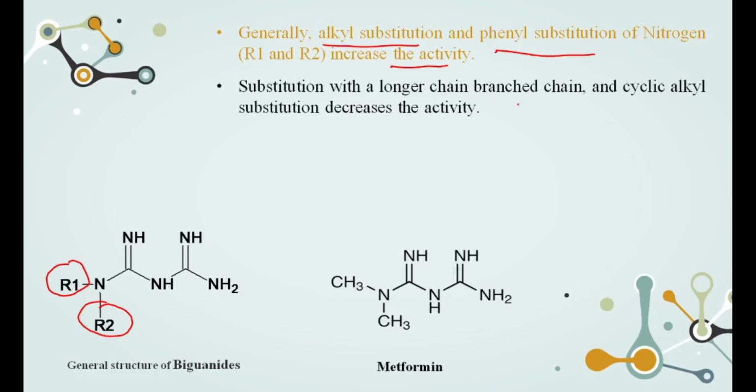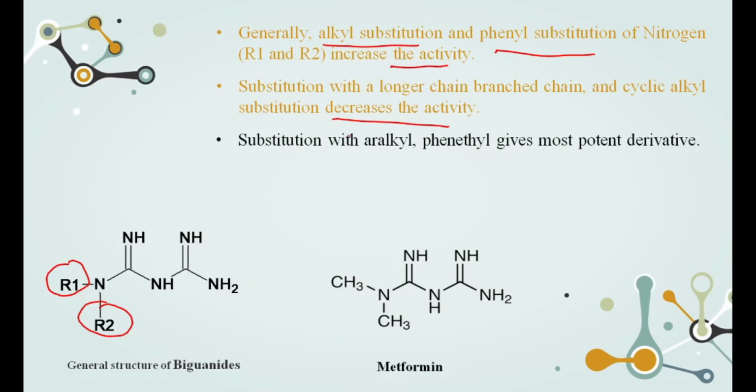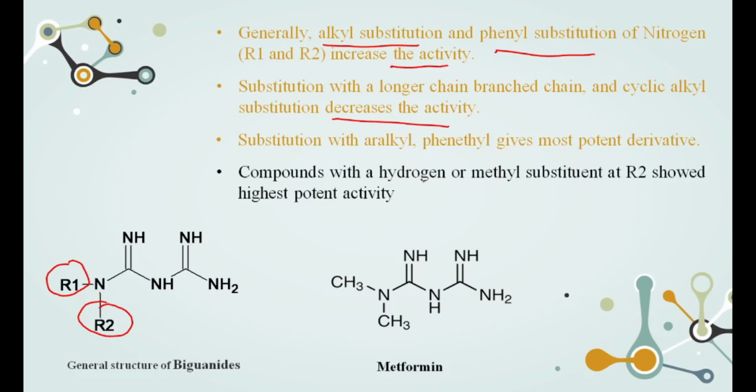Substitution with a longer chain, branched chain and cyclic alkyl substitution reduces the activity in the biguanides general structure. Substitution with alkyl, then phenethyl gives a more potent derivative. Compounds with hydrogen and methyl substituent in the R2 position showed the highest potent activity, clear? And here we can see that there is a substitution at R1 and R2 in the metformin.